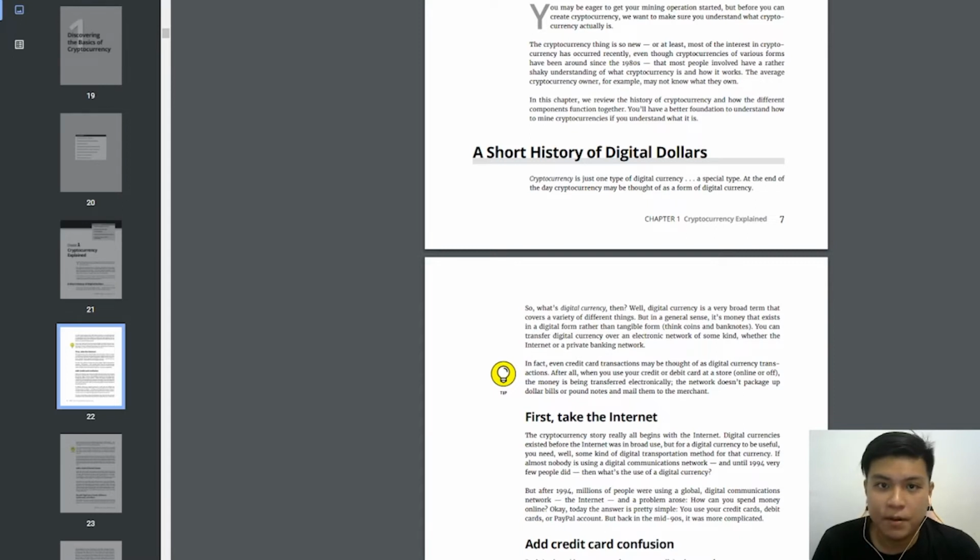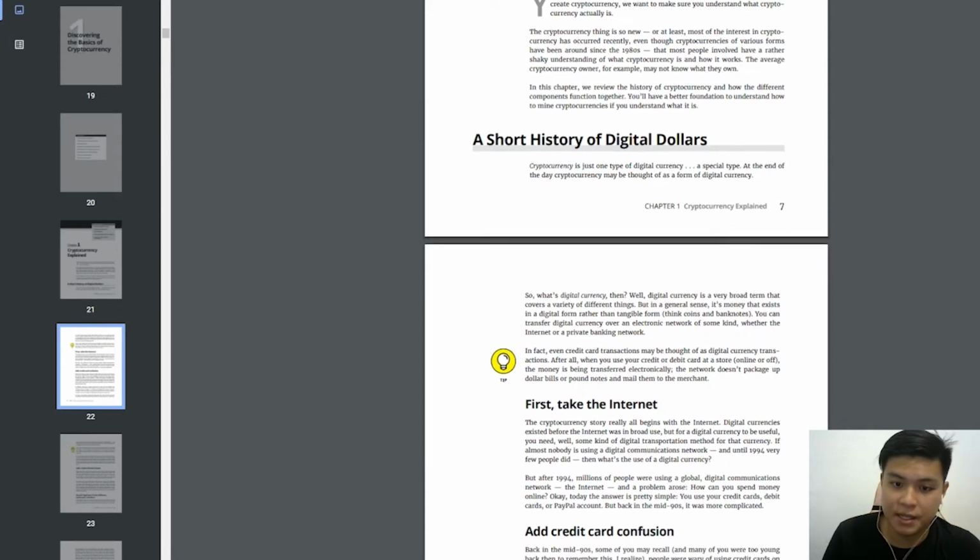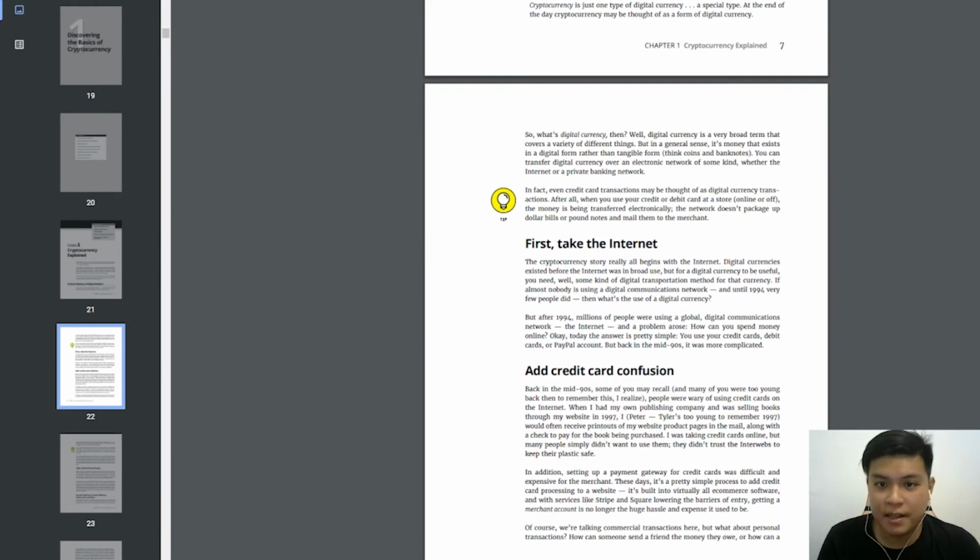Cryptocurrency is just one type of digital currency, a special type. At the end of the day, cryptocurrency may be thought of as a form of digital currency. So what's a digital currency then? Well, digital currency is a very broad term that covers a variety of different things, but in a general sense, it's money that exists in a digital form rather than a tangible form. Think of coins and banknotes or any type of currency that you can touch.